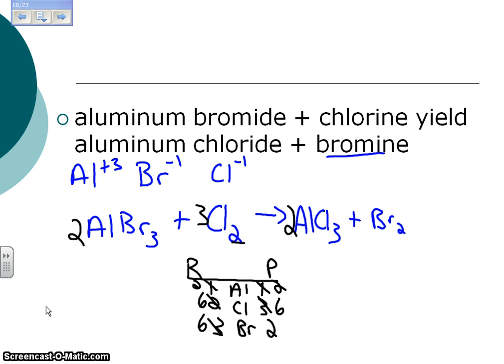And 2 times what gives me 6? A coefficient of 3 in front of the bromine. And if we look, our atoms on each side of the reaction are balanced, and we now have a proper chemical equation.